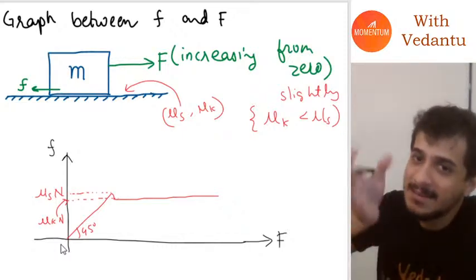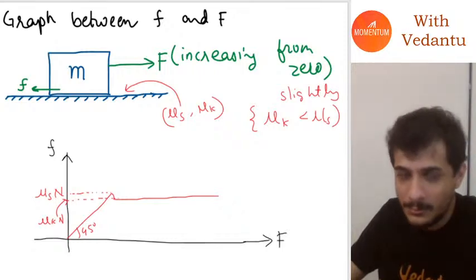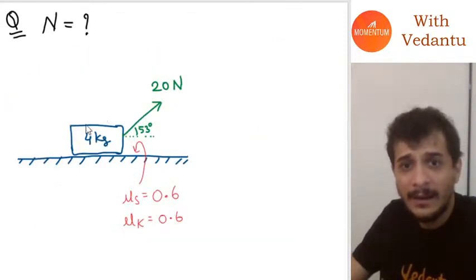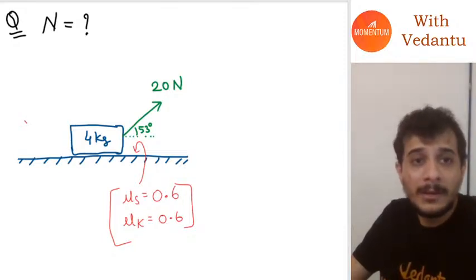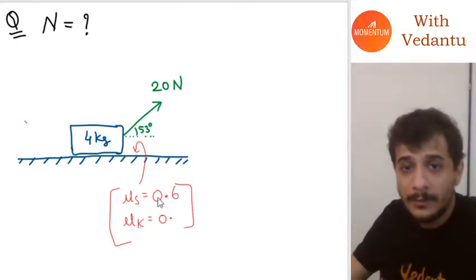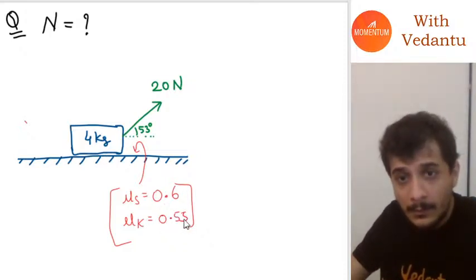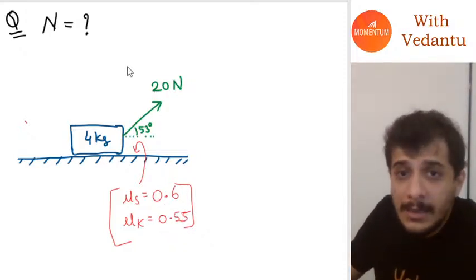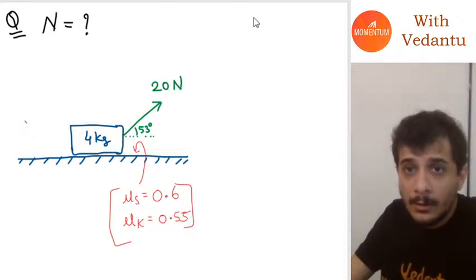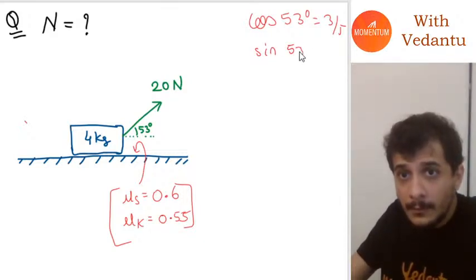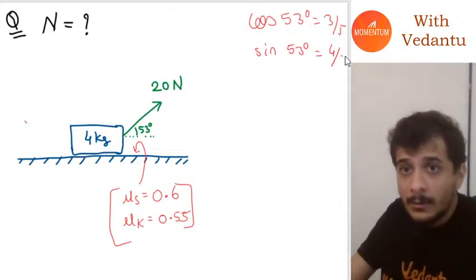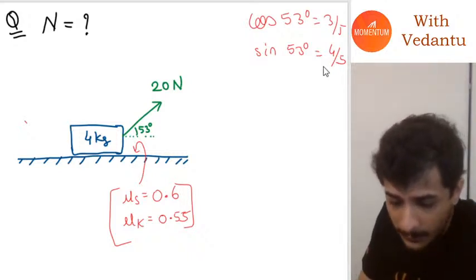Now, based on this, let me give you a question. I have a 4 kg block kept on a block like this. Just to make things interesting, I'm going to make this 0.5 or 0.55. Now tell me, what will be the normal reaction? I'll tell you cos 53 is equal to 3 by 5 and sin 53 is equal to 4 by 5.